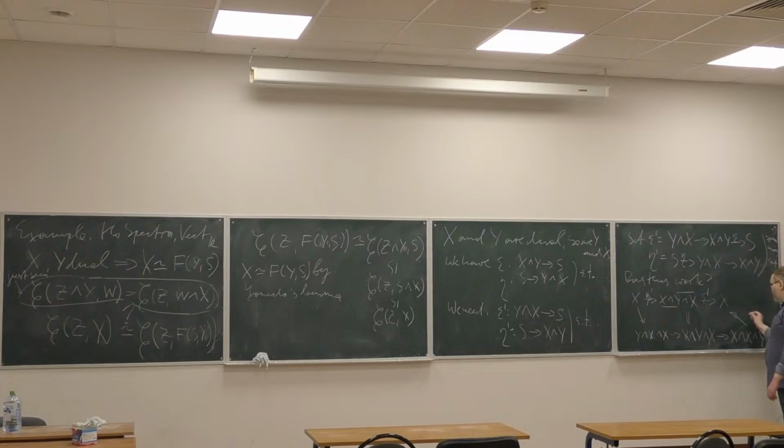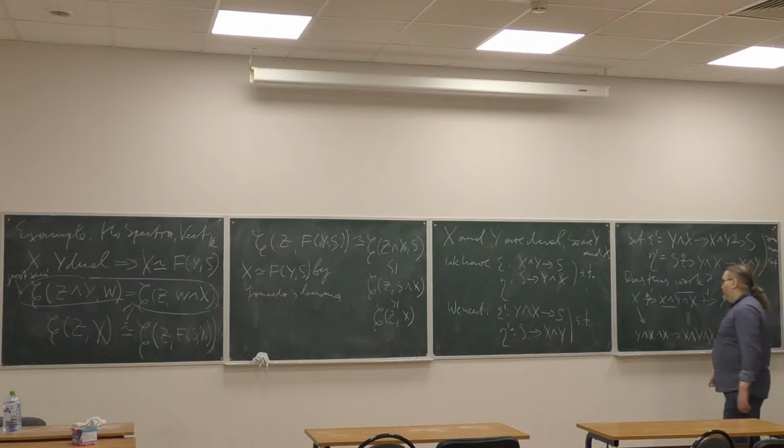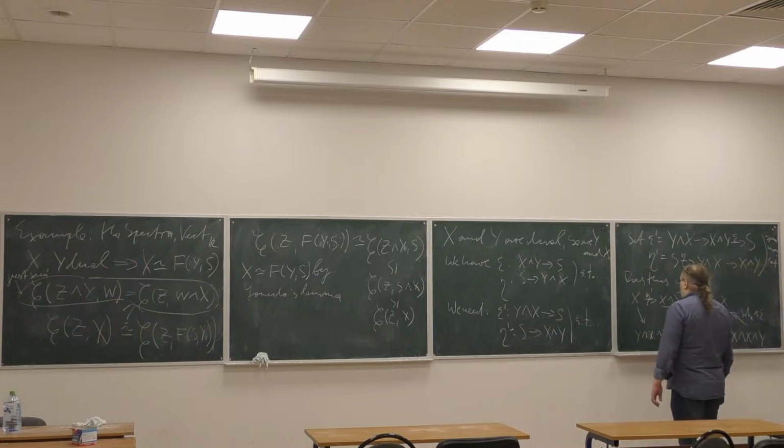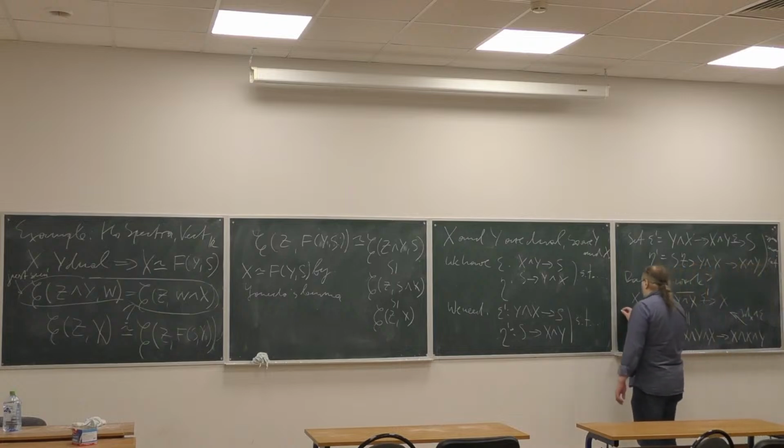Okay, so this is the old x, the identity of x wedge the old epsilon, and this is the old eta wedge the identity of x.